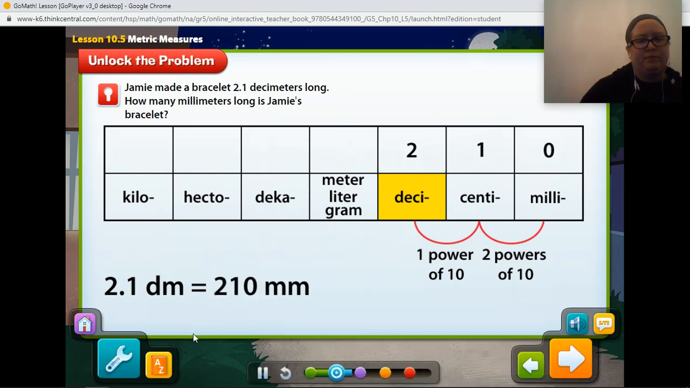2 1/10 decimeters is equal to 210 millimeters. So Jamie's bracelet is 210 millimeters long.